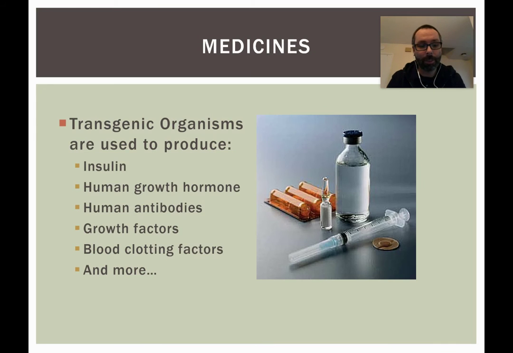Now, most of the time, historically, these organisms have been used to produce very simple things, like insulin or growth hormones, blood clotting factors, all kinds of things. If there's a protein that a person's body isn't going to make for some reason, we can make it for them using transgenic organisms, genetically modified organisms, right? These medicines are out there right now helping millions and millions of people.